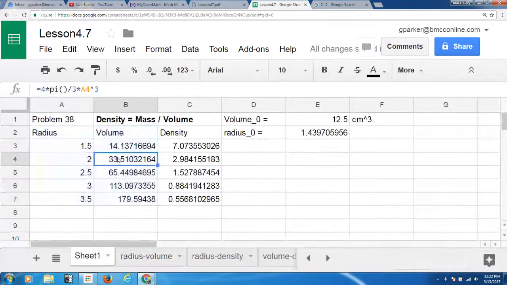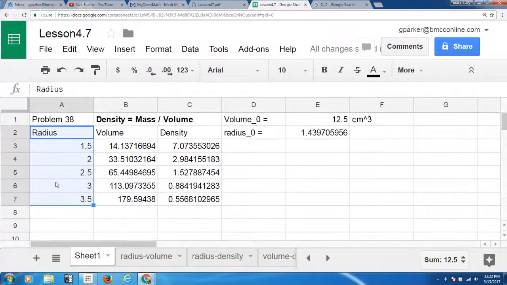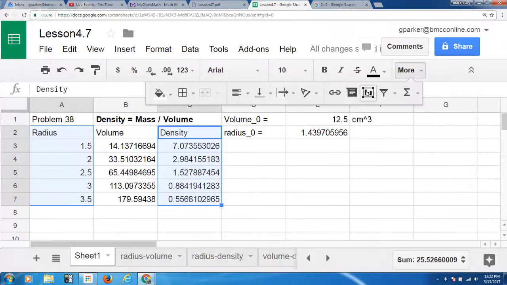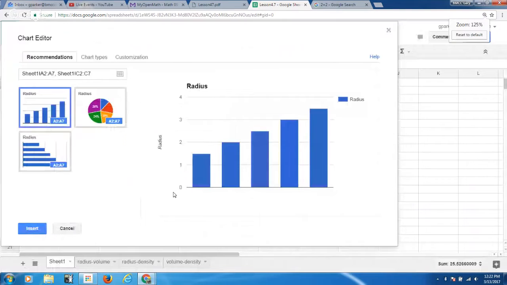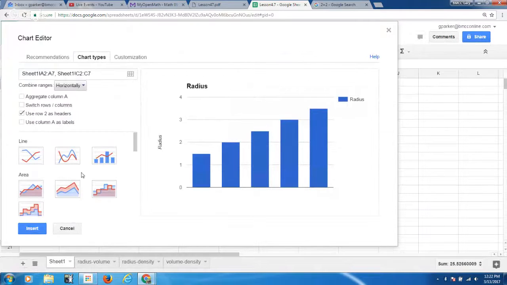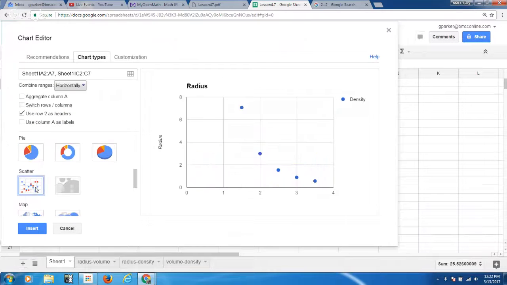Alternatively, if we take a look at the radius, and to highlight two separate things, you hold after your first selection, let go of the mouse, hold Control, highlight your second selection. And then I can create a new chart. And that screen is too big. Shrink it down. And I scroll through until I see my scatter plot.